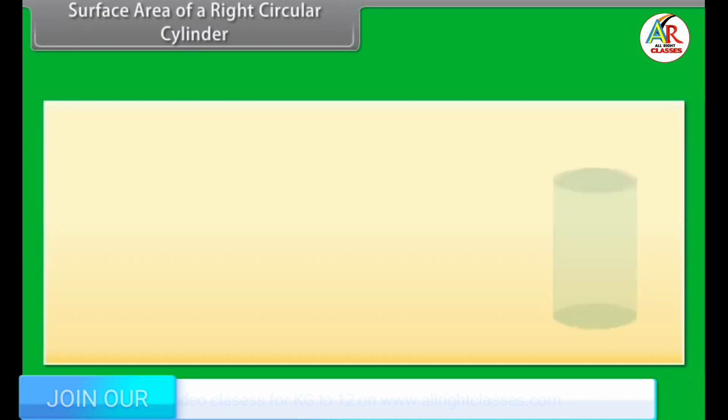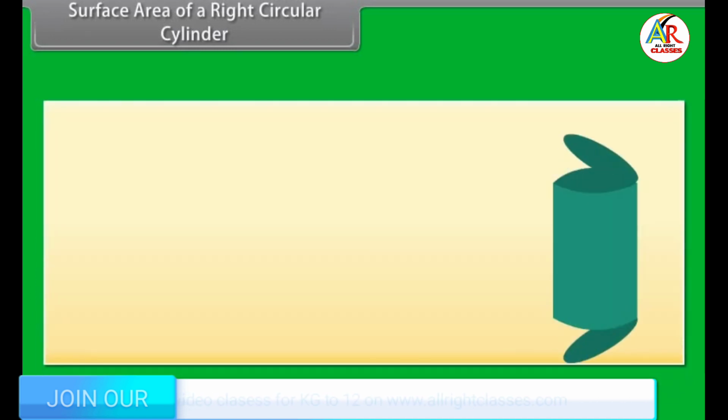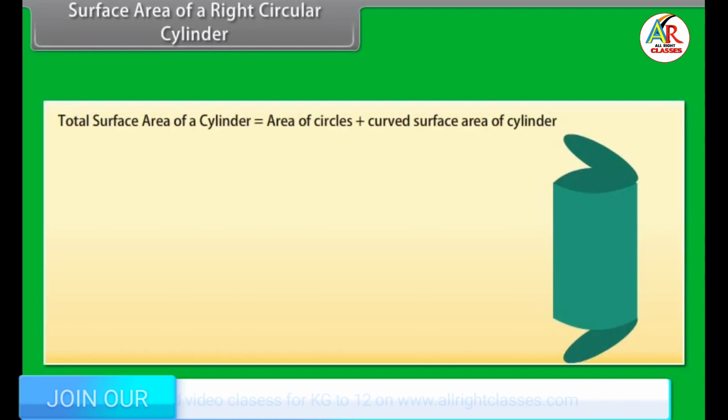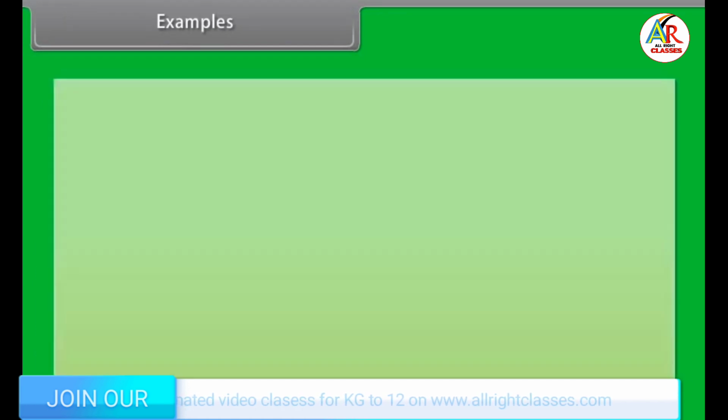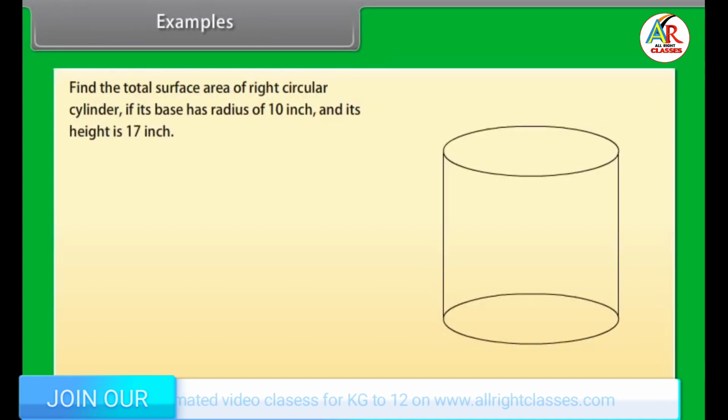We get the curved surface area of a cylinder from a sheet of paper. When we roll it, we get a cylinder. So, curved surface area of the cylinder is equal to area of the rectangular sheet, which equals length into breadth, which is equal to perimeter of the base of the cylinder into H, which equals 2 pi r into H. Therefore, curved surface area of a cylinder is equal to 2 pi rH.